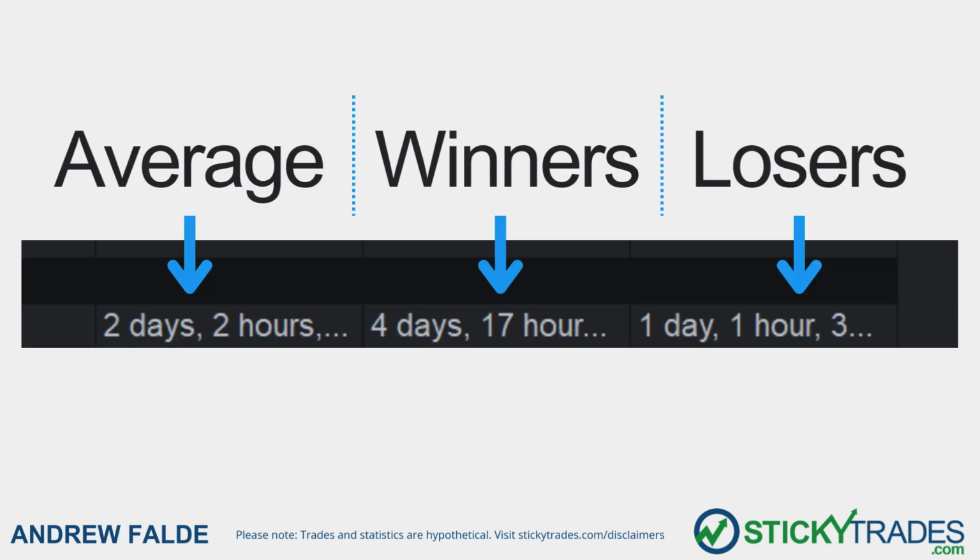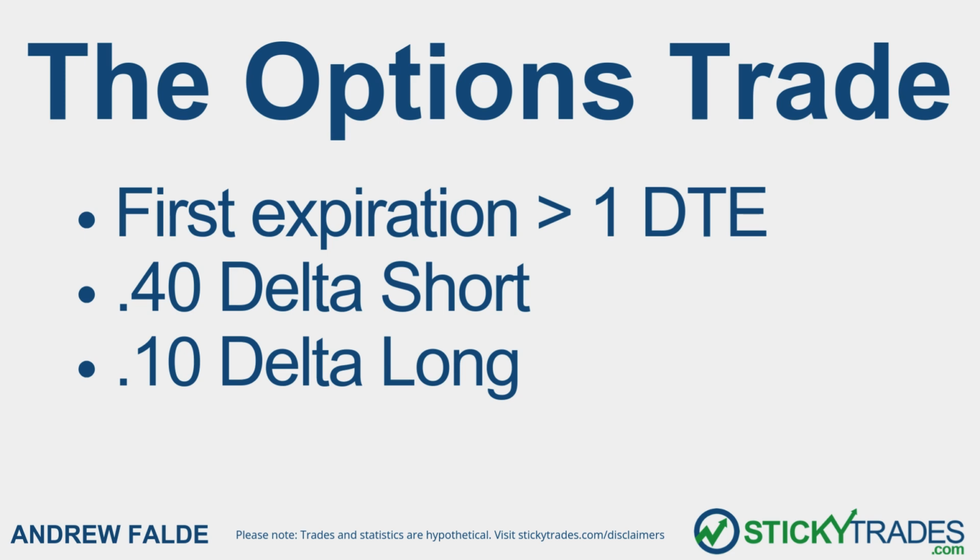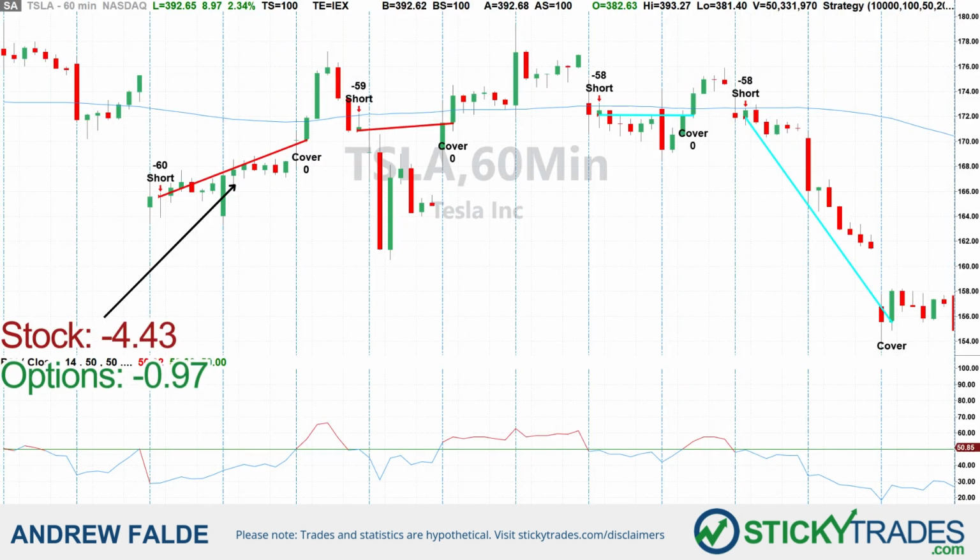So as you pick options trades, it's good to know the duration of your signals. The signals here on average last just over 2 days, winners being longer, losers being shorter, but the average all in is about 2 days. So we're going to pick the first expiration with more than 1 day to expiration. That could be 1 day, 2, up to 7 days in the chain, so all of those are effective. You're going to have a 40 delta short and a 10 delta long. On the call side, this is a call credit spread: 40 delta short, 10 delta long.